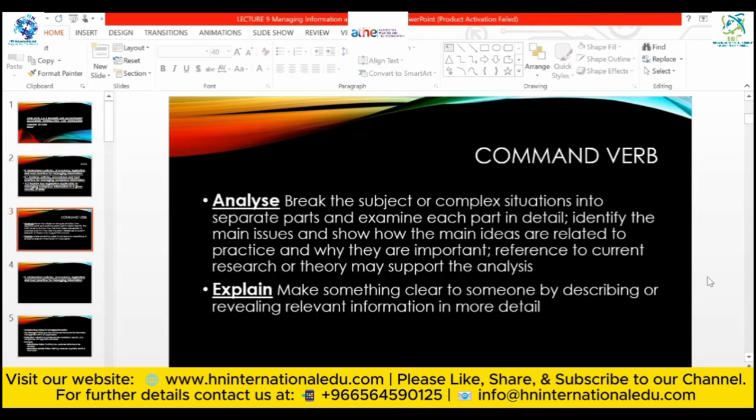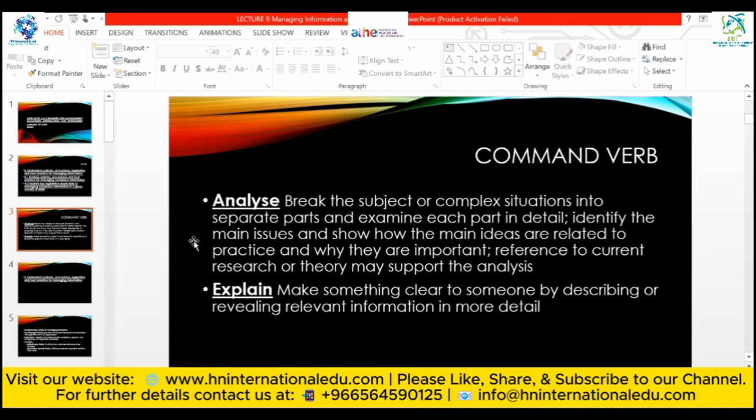Okay, so here is the command verb. Analyze means break the subject or the complex situation into separate parts and examine each part in detail. Identify the main issues and show how the main ideas are related to the practice and why they are important. Reference to current research or theory may support the analysis. So in short, you're going to tell the things in detail. You're going to tell about the importance, problems, their solutions, supporting them with examples.